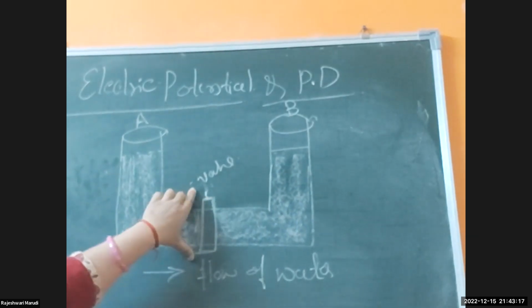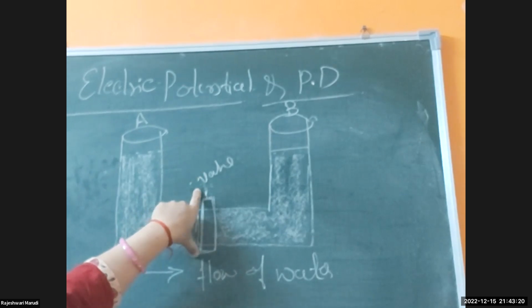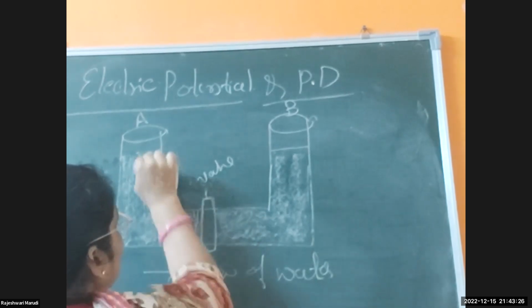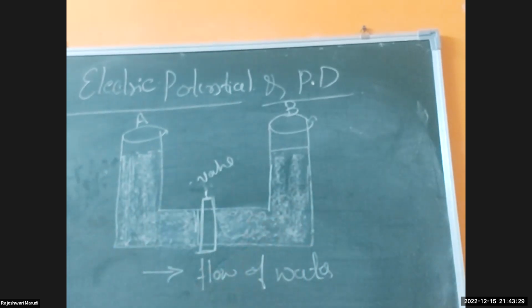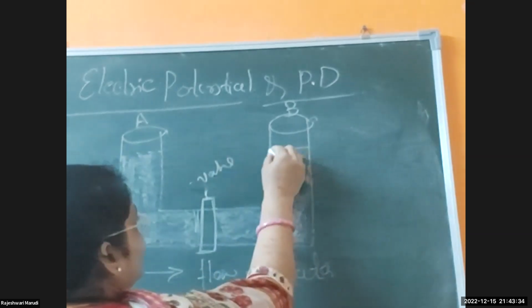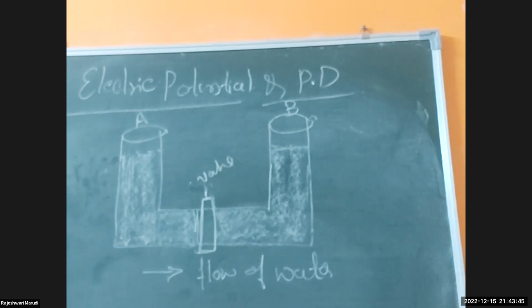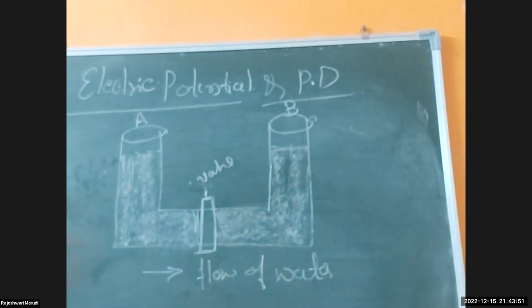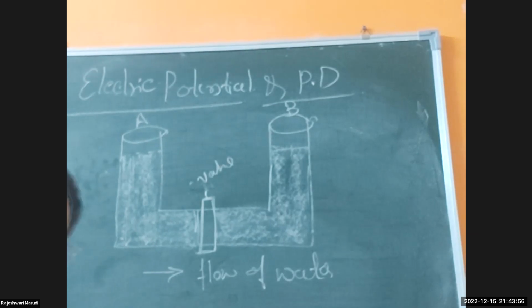So at that condition, what did I do? I closed the wall. So when I opened the wall, what happened? The water starts to flow from arm A to arm B. Till what extent will it flow here? It will flow until equilibrium is formed. In both the arms, the water level will be equal. So when the water level in both the arms is equal, the flow of the water stops.